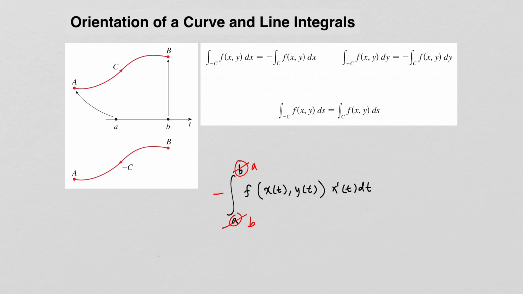So the quick answer to this is that if you integrate along the opposite orientation of a curve of a particular function, that is going to give you the opposite value than when you integrate along the positive orientation of that curve. And it doesn't matter if we're talking about line integrals with respect to x, with respect to y, or with respect to s. It all works the same.